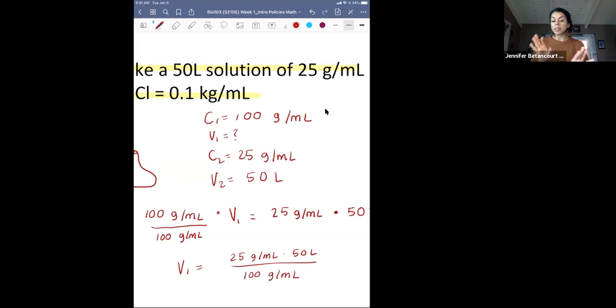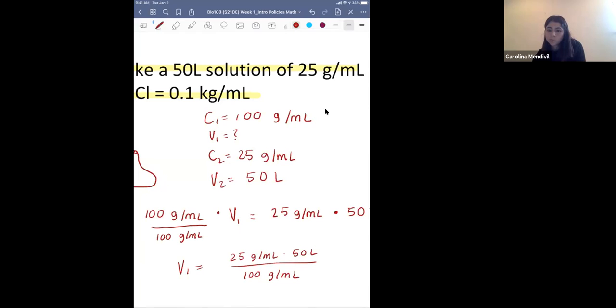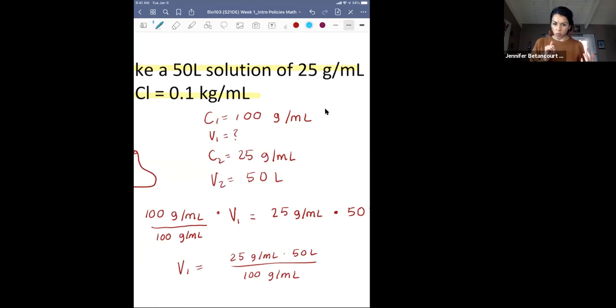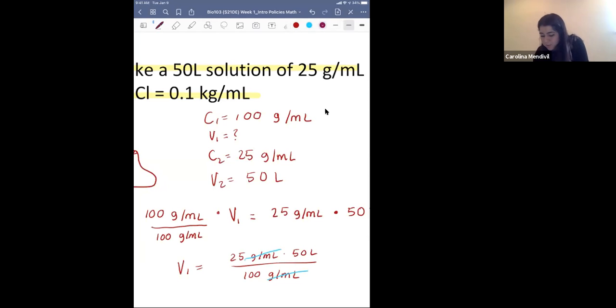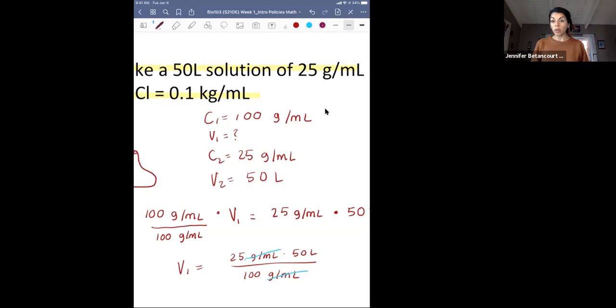Cool. So pause. Now you can see how the grams per mil is on the top and it's on the bottom. So those two things cancel out. So just put a big X through those units. Perfect. And the only unit left over is liter. So that's why you didn't need to convert to anything, because trying to measure out 50 million milliliters, that's crazy. There are definitely flasks and measuring devices in the lab that will allow you to measure in liters.